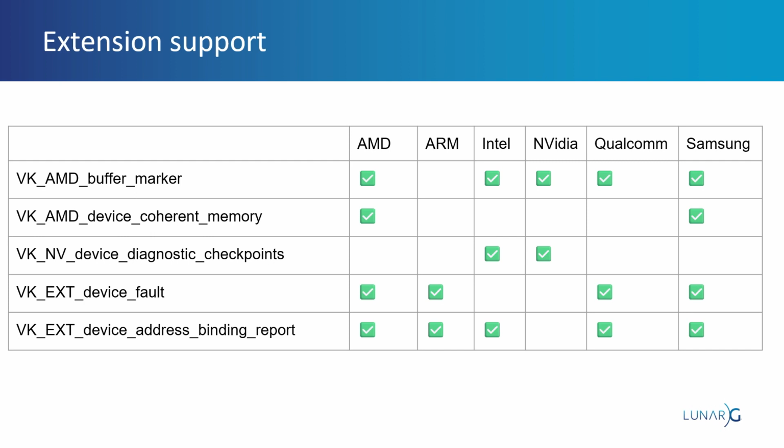So these are the main extensions that this tool uses. It also uses timeline semaphores. We'll talk about that. AMD Buffer Marker and NV device diagnostic checkpoints are used for forward progress within a command buffer. Device fault and device address binding report are used to interpret fault information coming out of the GPU. And then the device coherent memory is a bonus extension that helps with the reliability of the AMD Buffer Marker.